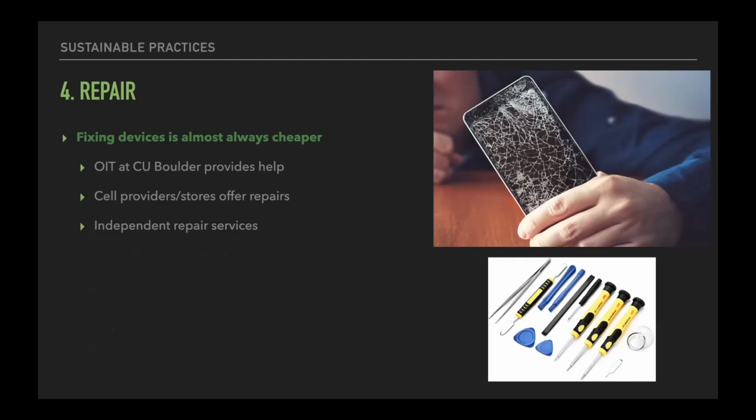OIT is a great group of people, and they might not be able to fix your phone for you, but they certainly will point you in the right direction and give you resources and possibly even lend you tools to do so. You'd be surprised how much people are looking to accommodate people who are trying to fix and repair their devices. Cell phone providers and stores like Best Buy offer repairs, which will be cheaper than buying the whole product, even though it will be expensive. I've been there. And then independent repair services generally are cheaper than any mainstream Best Buy-like store.